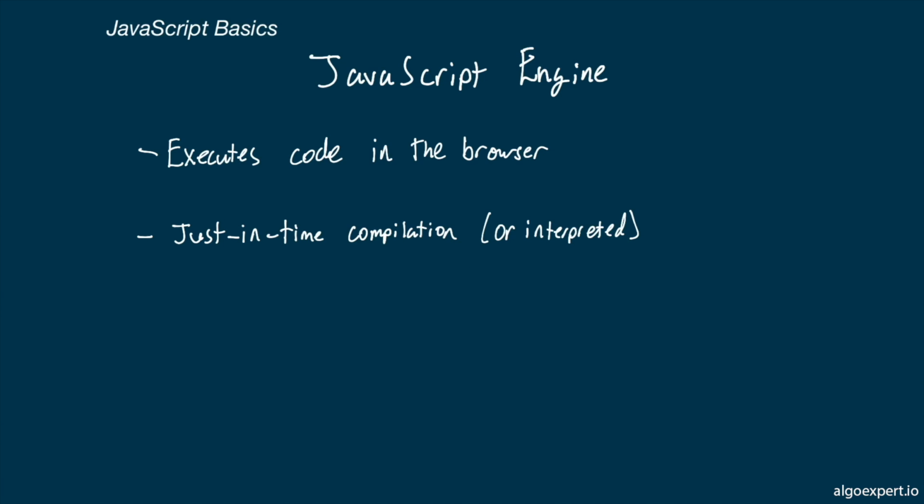This is very similar, but essentially it means the browser converts the code into binaries while it is running it, which can result in some better performance. We'll discuss more details of the engine when we get to the video on the event loop, but the important point here is just that it is a program in the browser that can execute JavaScript code.